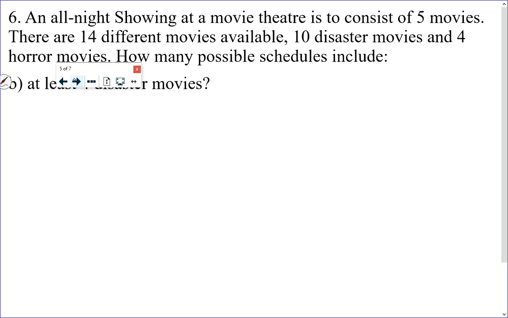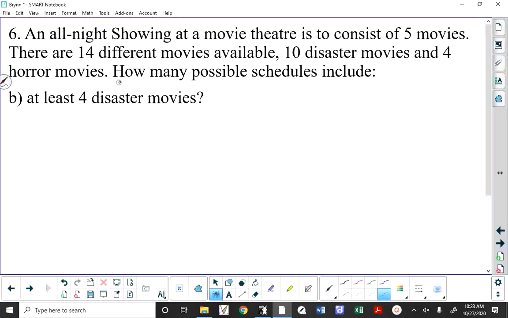Number 6, an all-night showing at a movie theater consists of 5 movies, and we're going to pull those movies out of a pool of 10 disaster and 4 horror movies. Now, there is a bit of a problem with this question, and it's that the word schedule is probably a bad word. I'm going to change the question to how many groups of movies.